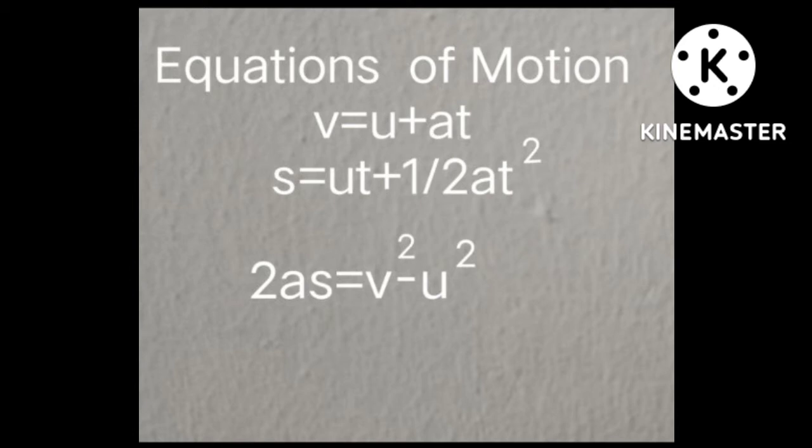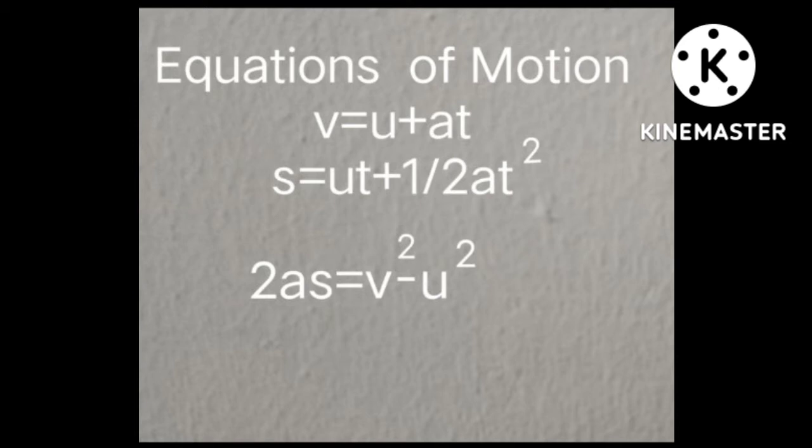In some cases it will be given that the car is starting from rest, and then the value of initial velocity may not be mentioned. If it is starting from rest, we can take u as 0, that is, the initial velocity will be 0. The car will be at rest in the beginning.